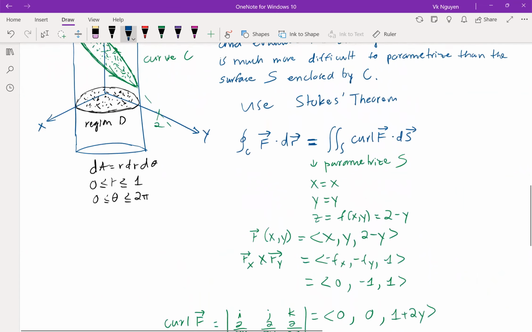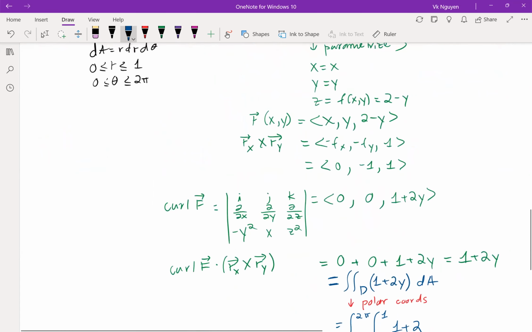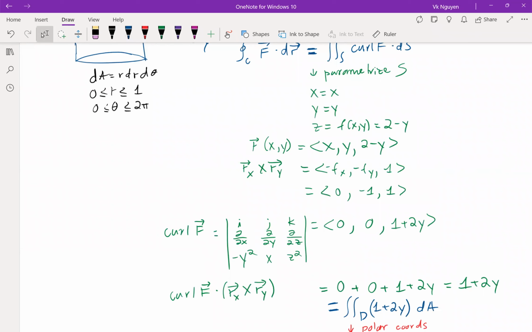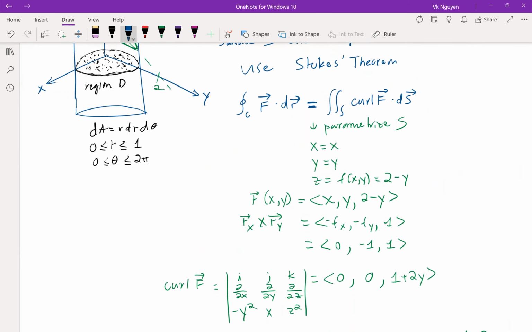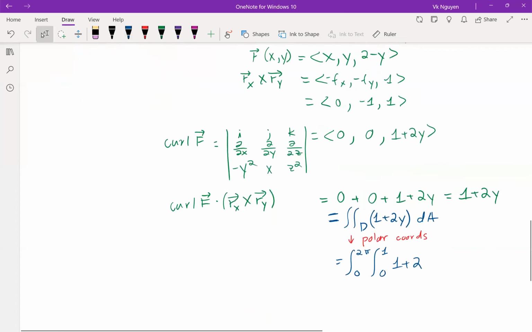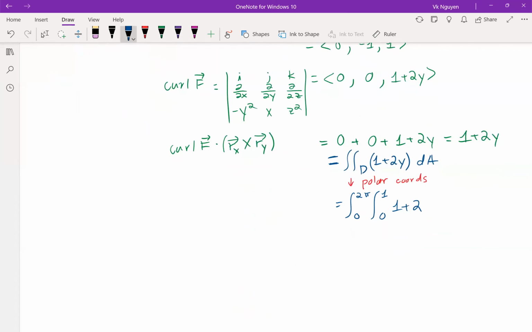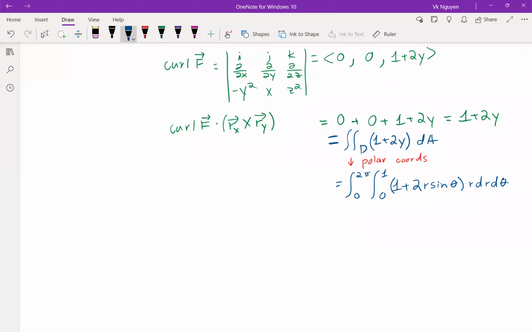Make sure you do not use the x and the y from up here. Even if you parameterize this using something else, you have to use the x and the y in polar coordinates. So y is r sine theta, and then d r d theta. Just be careful. You can try this out. It's good practice for you guys. Work it out, and you should get the answer to be pi.